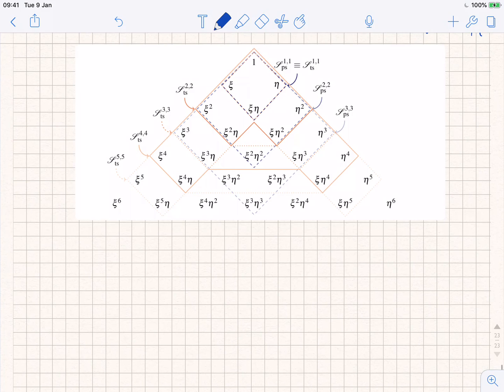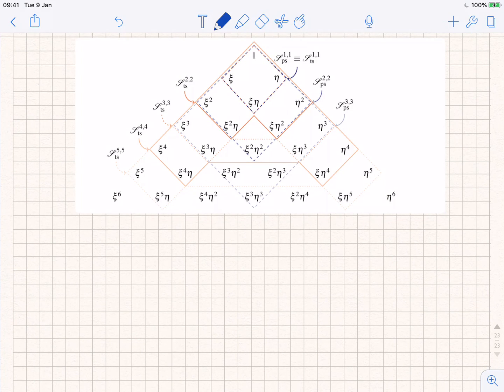But let's talk about the shape functions now, because this is what we're really interested in. That is what we need to do to implement p-FEM. We need to talk about the shape functions.